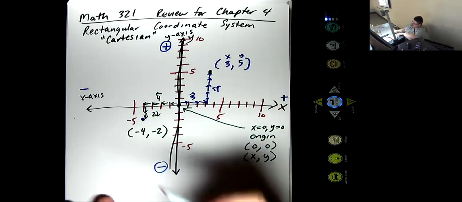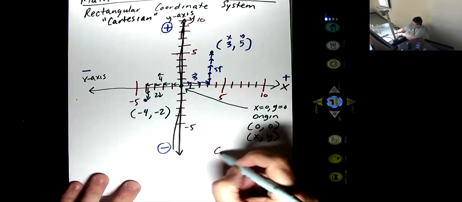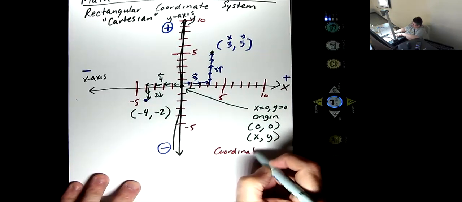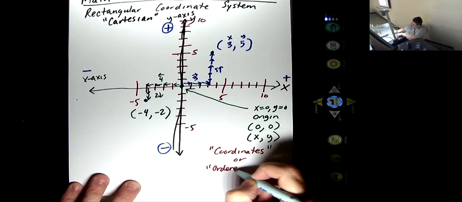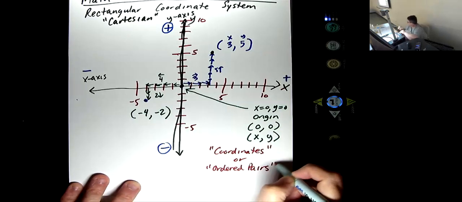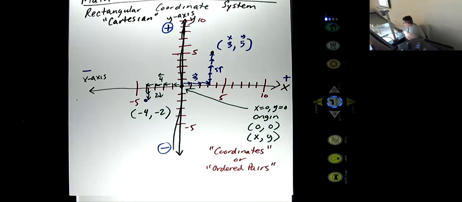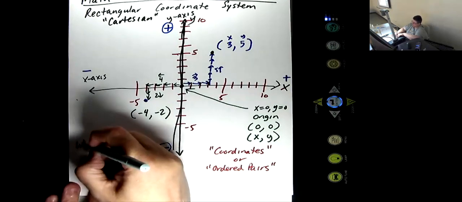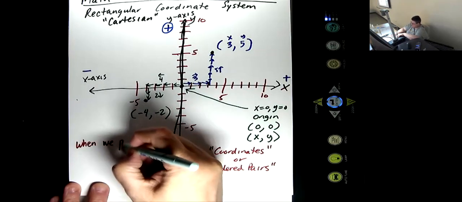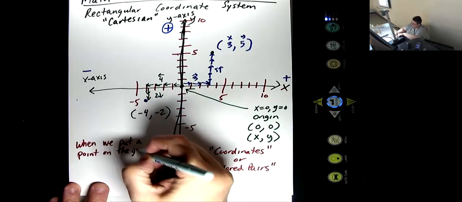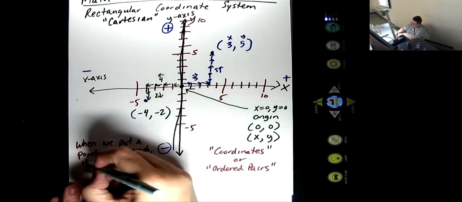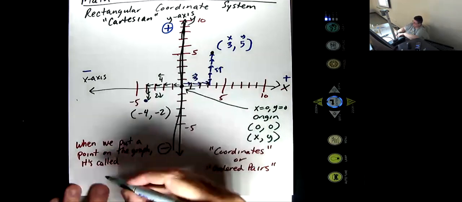These things in parentheses are called coordinates, or ordered pairs. When we put a point on the graph, it's called plotting points. Plotting the point.